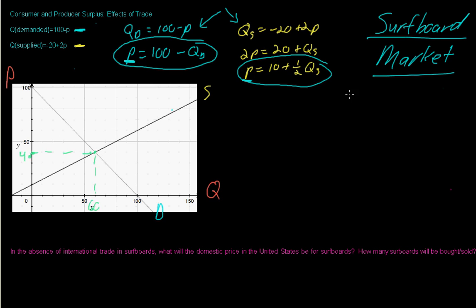So that should be complete review. And now what we're going to go ahead and talk about is, let's just write this first: P is equal to $40 and Q star is equal to 60 boards. Okay, so now what we want to talk about is how much better off are consumers, our surfboard buyers, our surfers, for this market for surfboards existing.